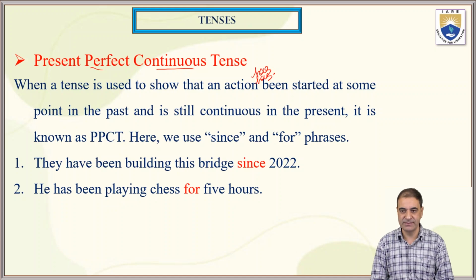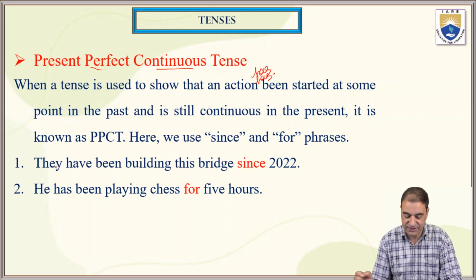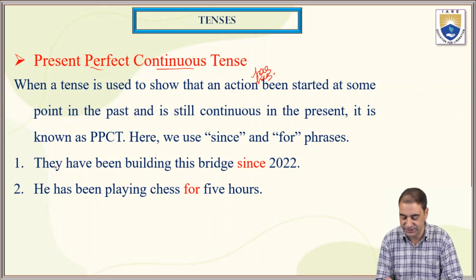Time of an action is present. And the second one is the perfect. Perfect means the completion. That means a certain duration of an action has been completed. And the third one is the continuous time. That means the action is still continuous. Here we will see these through graphs. For example, what is the first one? They have been building this bridge since 2020.